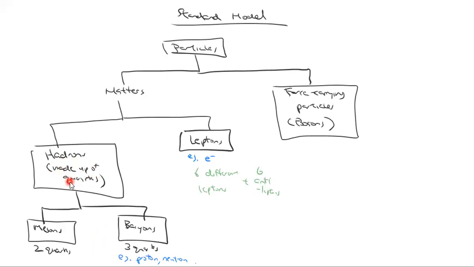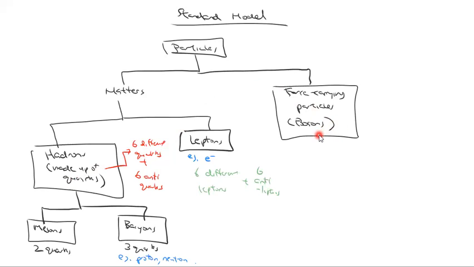When we say it's made up of quarks, your quarks also come in 6 different types. So you can look them up. You've got your up, down, top, bottom, strange, charm. And each one will have its anti as well. So you've got your anti-up, anti-down, anti-top, anti-bottom, anti-strange, and anti-charm, right?